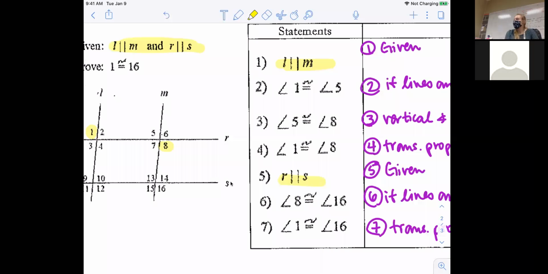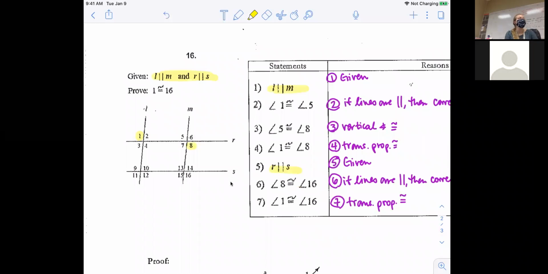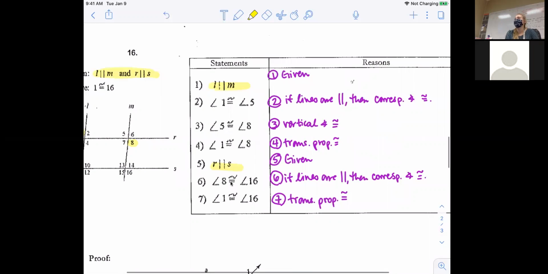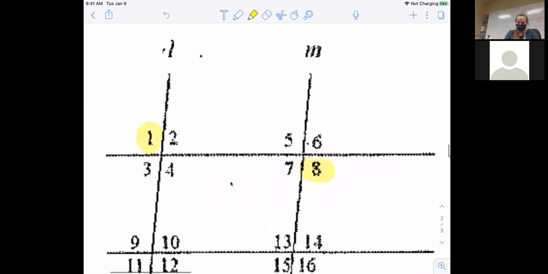There we go. Okay. Now, the other piece is we have to keep looking back and forth to the picture. So that's why I put it just on the reasons to begin with, so then you're not writing while I'm trying to flip back and forth. The first statement says 1 is congruent to 5. So I go over to my picture and I'm like, okay, how are 1 and 5 related to each other?